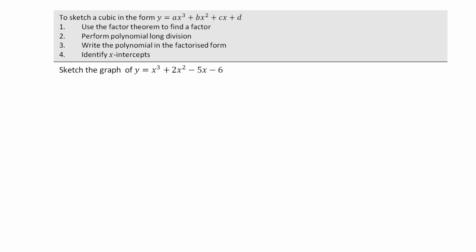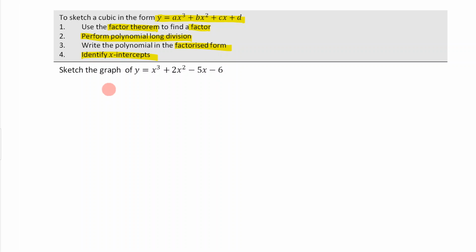Welcome. So in this part, we're going to be sketching a cubic in this form right here. Now to do this, what we need to do is actually factorize it. So we're going to go through that long process of turning something that looks like this into its factorized form, which means step one, we're going to have to use the factor theorem to find a factor. Then we're going to have to perform polynomial long division. Then we're going to have to write the polynomials in factorized form. And then we're going to have to identify the x-intercepts. So it's going to take some time, and let's go through this example here.